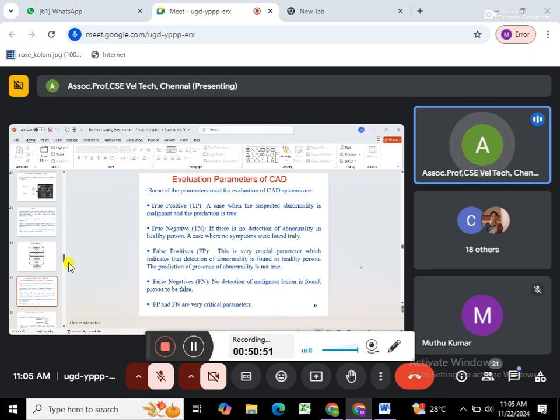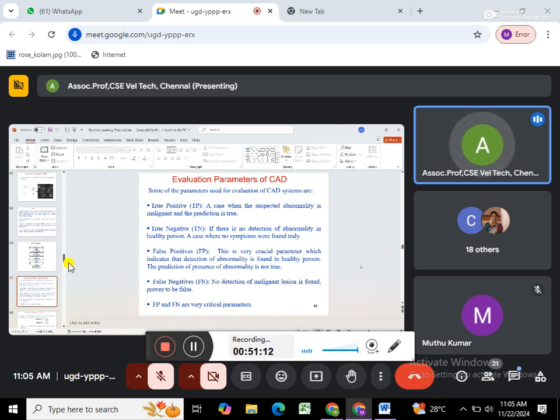What type of report? Whether it is cancerous or non-cancerous. And the evaluation parameters of CAD can be classified into four methods. This will be very important. Whenever you are analyzing any type of CAD, computer aided diagnostic system, there are four things you have to keep in mind: true positive, true negative, false positive, and false negative.